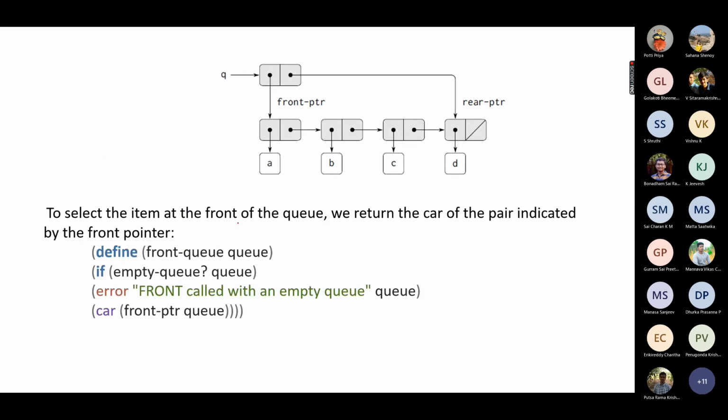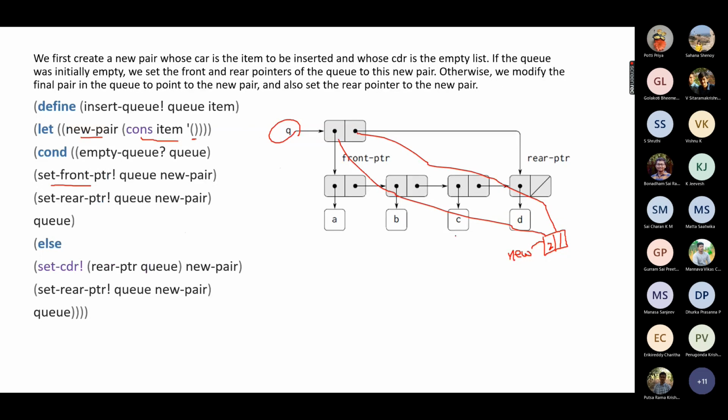So same thing we will apply here. Car part of the queue is to be modified with an item, that is this new one, isn't it? So you have to assign this to the car part. And then set rear pointer q new pair, because see, new pair is only one node. This address is assigned to both front pointer and rear pointer. Can you understand this part? And then returning the queue. The whole queue will be returned. So I hope this condition you can understand.